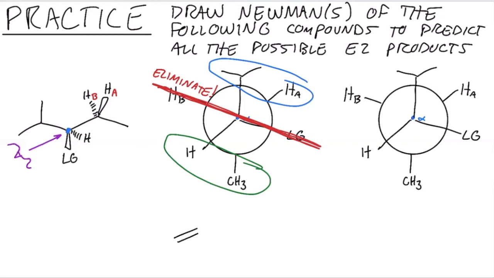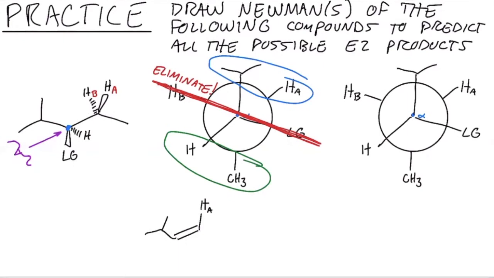So if we take this isopropyl group, or that 3-carbon group, and HA and put them on the same side, we get something that looks like that. And then we have to put H and CH3 on the other side as well, but just make sure that you keep in mind which ones are bonded to the same carbon.